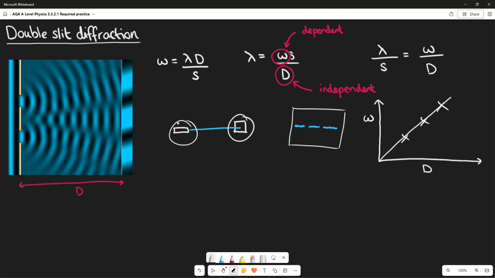We're keeping these two pieces of equipment the same, so these two numbers are staying the same. Therefore, that's a constant, and this will be a constant. So we're going to have a straight line graph. And the gradient of that graph, remember, y equals mx plus c. That's the equation of a straight line graph.